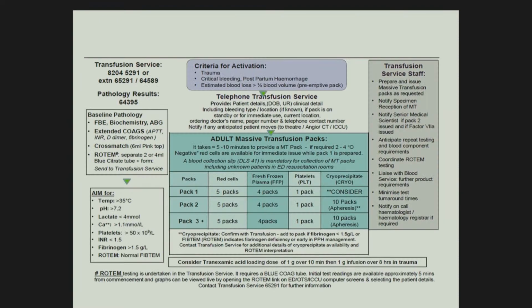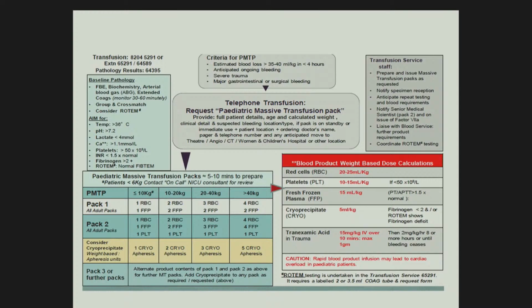So this is from the hospital I worked at. This is the adult massive transfusion pack. So everybody knew, the anaesthetists, the surgeons, the ED guys, they knew if they rang for the first pack, this is what would be in there. At the same time, these are the responsibilities of the staff. They would be doing their ROTEM. This is a reminder for everybody to monitor those biochemical parameters, and these are the parameters we're aiming for to minimize coagulopathy. So that's adults, but children and babies are different.